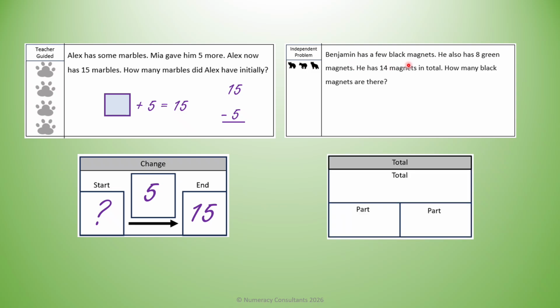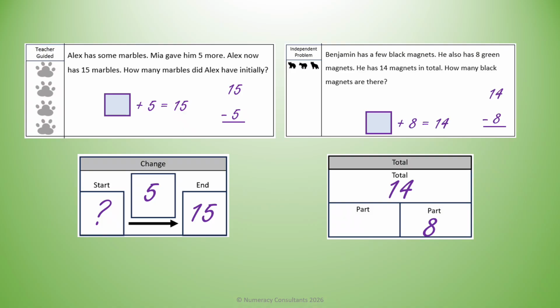And again, Benjamin had a few black magnets. We don't know how many were in that first part, right? But he also has some green magnets, and he has 14 magnets in total. So again, we have it set up. We have our total. We have 8. We have to figure out what goes with 8 to make that 14, and how can we make this work?